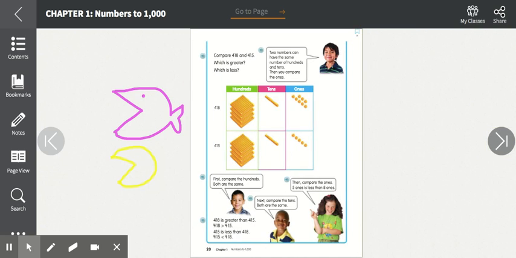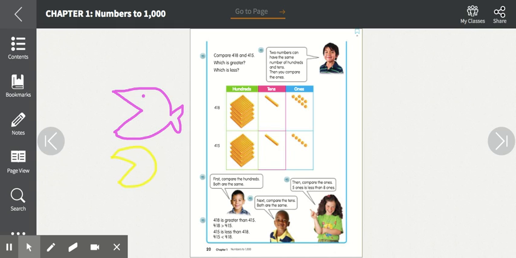Okay, now let's compare numbers that have the hundreds and the tens the same. Then what would you look at? This little guy says you compare the ones. Here there are eight and here there are five. Which number is less? This number, 415, is less because these are the same, these are the same, but the ones are less than the eight up here.